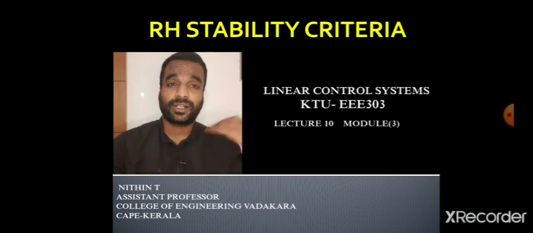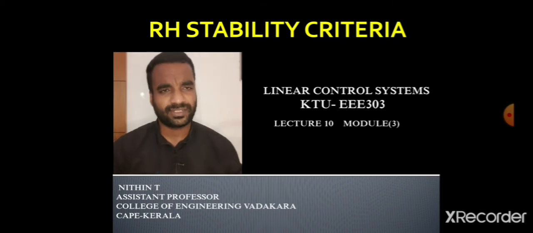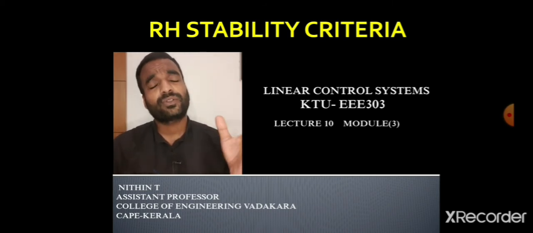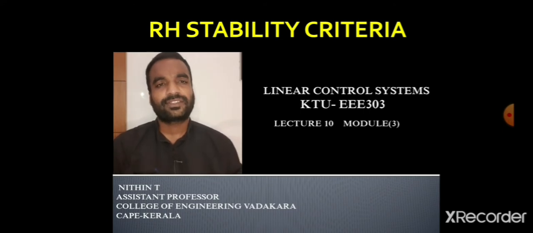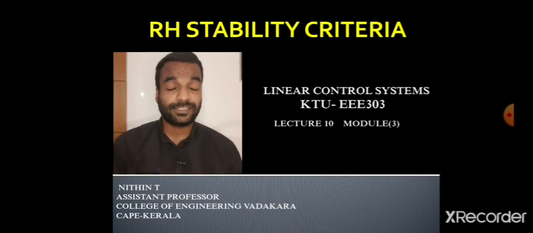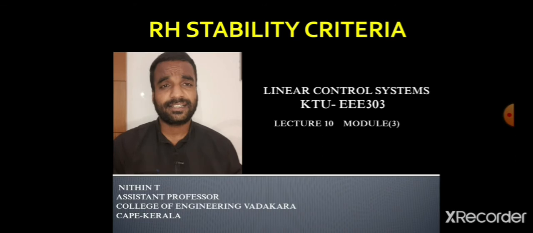and we don't need to convert it to y of t. Don't put some arbitrary inputs. Don't need to do all this calculation, or even you don't need to bother about the location of poles also. Without bothering all these things, you can comment about the stability from the transfer function by doing some simple mathematics. That is the advantage of Routh Hurwitz stability criteria.